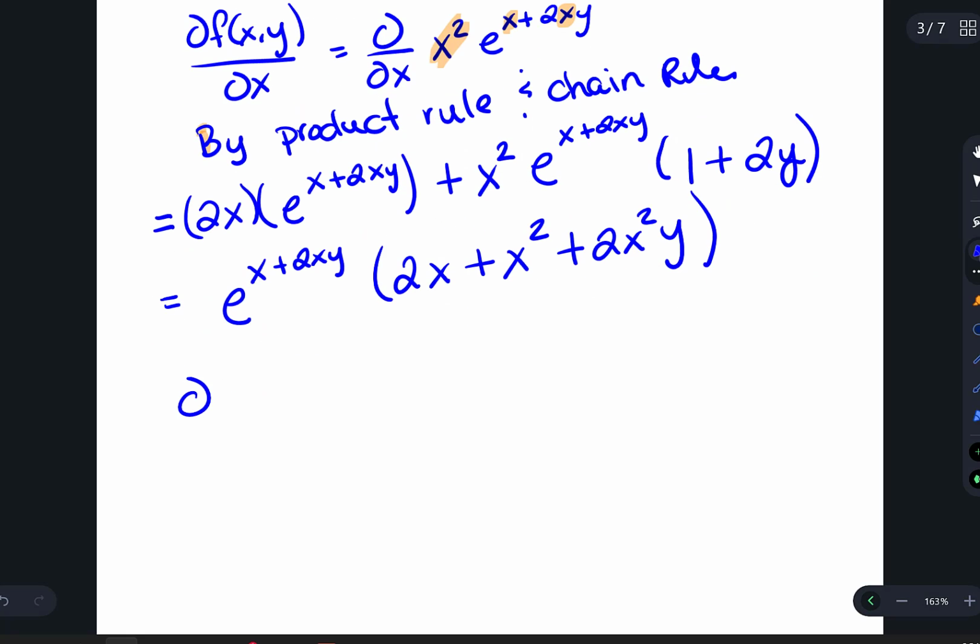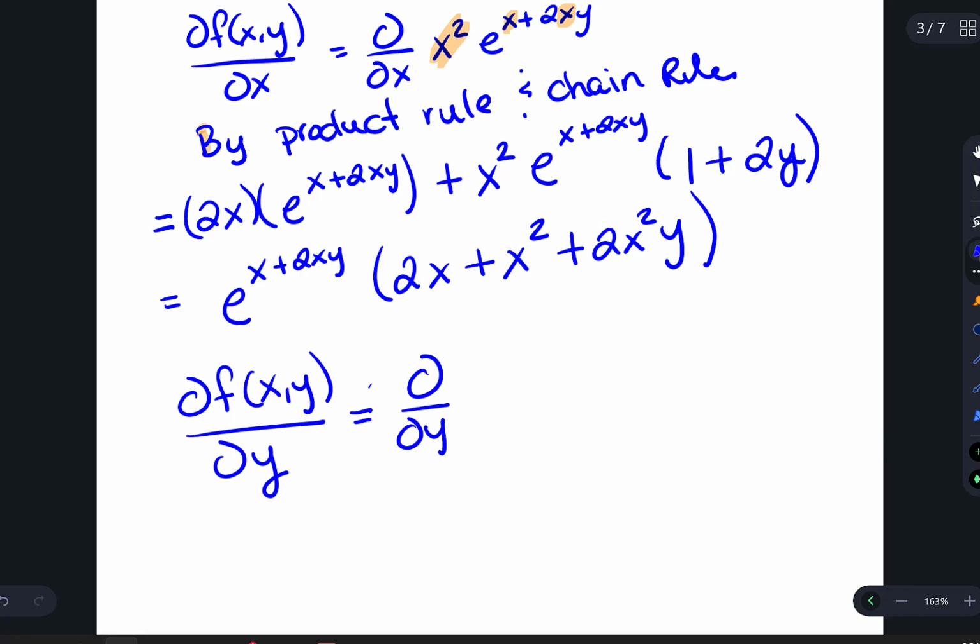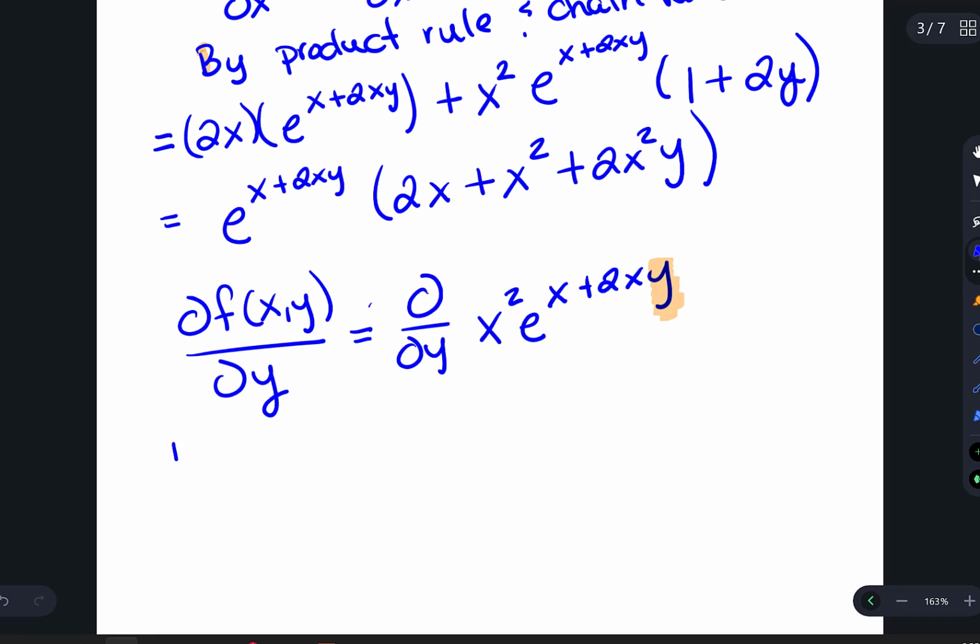Just like the previous example, we can take the derivative with respect to x, or we can take the derivative with respect to y. So again, notice I'm using those curly d's, and so this is going to be equal to the derivative with respect to y of x squared e to the x plus 2xy. And so again, just to help myself, I'm going to highlight where the y's are. Notice here we only have one y, and that's in the exponent. So here we do not have two functions of y that are multiplied by one another, so I'm not going to need the product rule. This time I'm only going to need the chain rule.